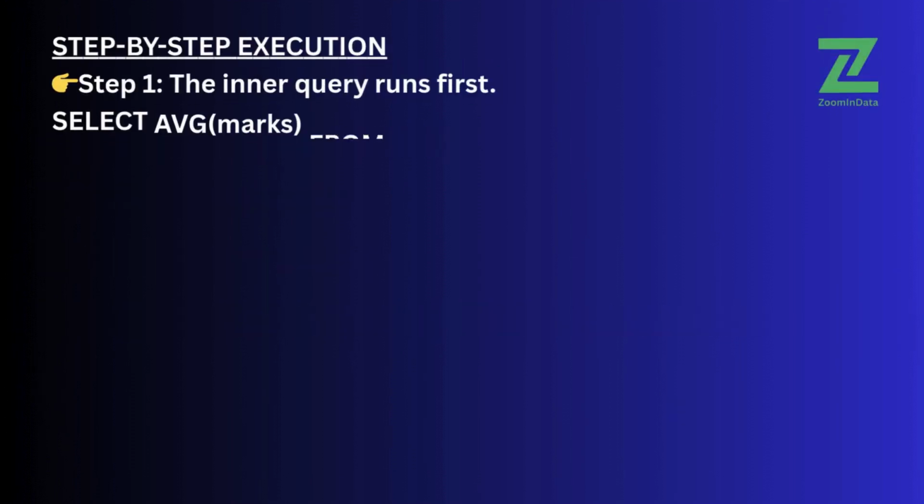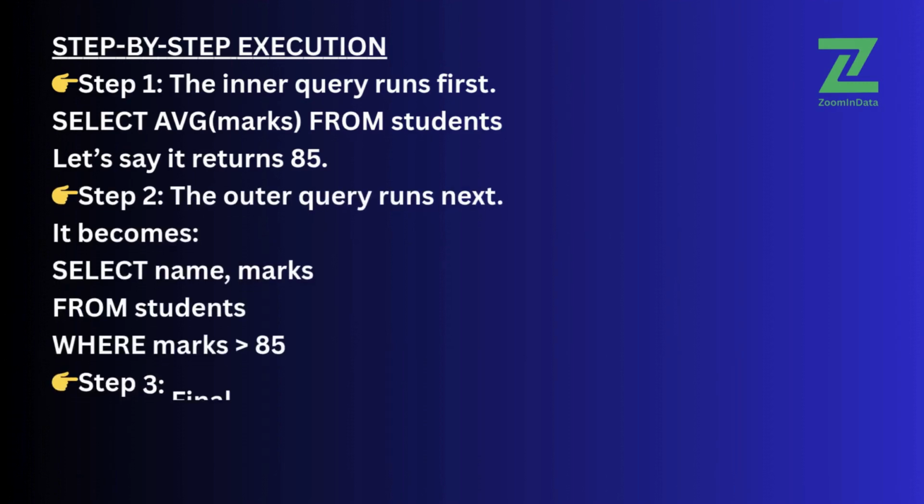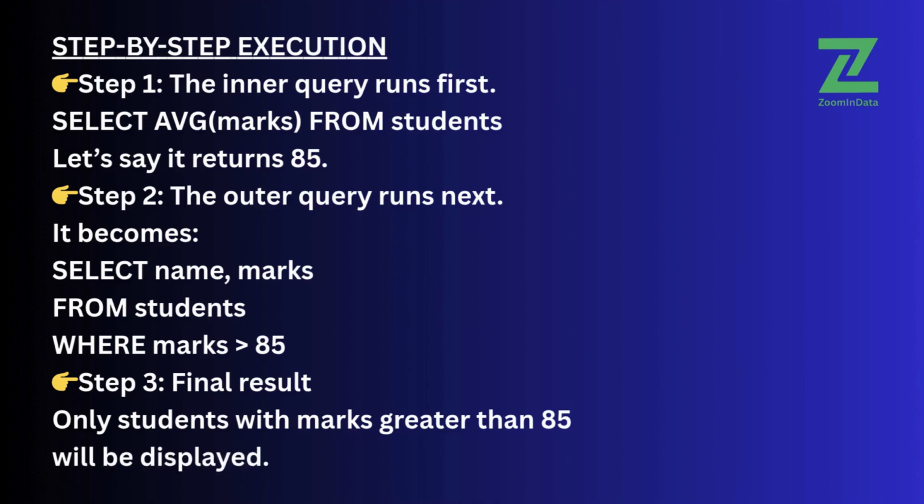Step 1. The inner query runs first. Select average marks from students. Let's say it returns 85. Step 2. The outer query runs next. It becomes select name, marks from students where marks greater than 85.